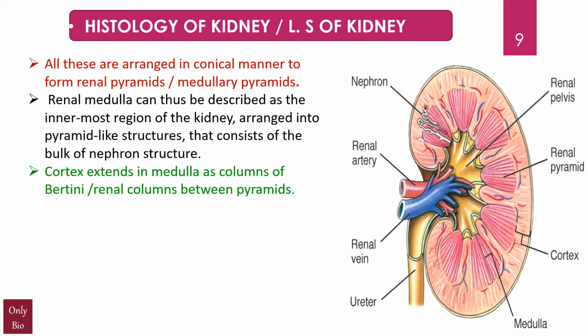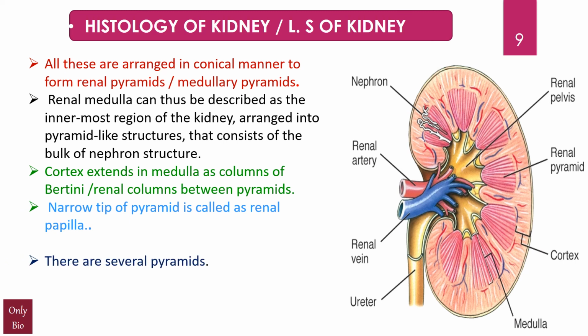Cortex extends into the medulla as columns of Bertini or renal columns between the pyramids. Friends, if you observe the diagram, you will get to know that the column of Bertini is nothing but that part of the renal cortex which enters the medulla and separates the pyramids from each other. Narrow tip of the pyramid is called the renal papilla. There are several pyramids as you can see.